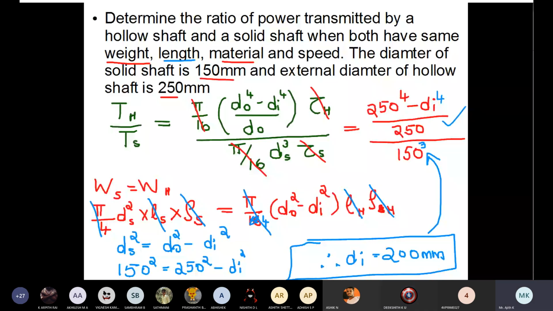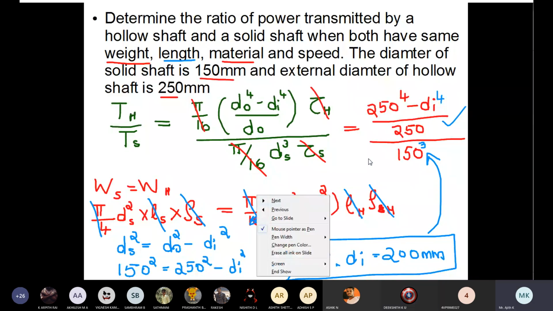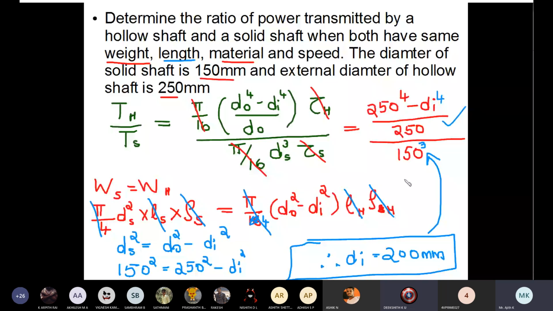You have di square is equal to 250 square minus 150 square. It is not the whole square of 250 minus di; the whole square is different, and individual term squaring is different. So here, how to simplify it, one second, we'll complete the solution. So di is 200 mm.